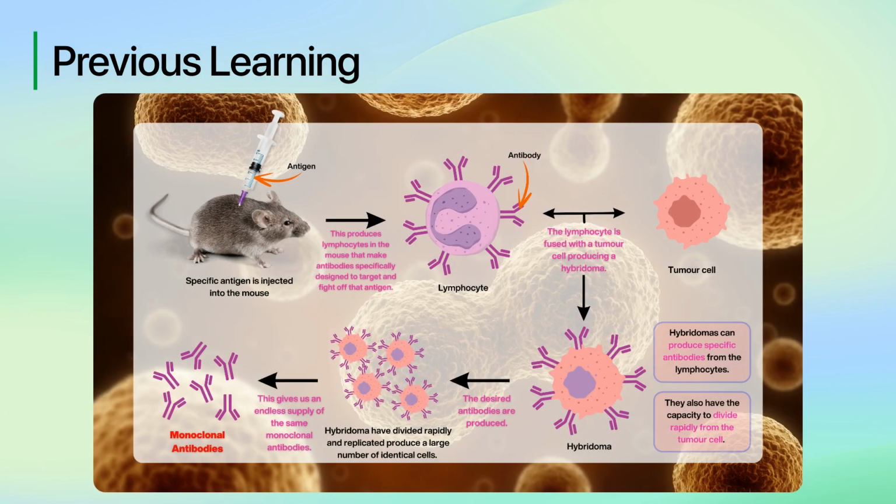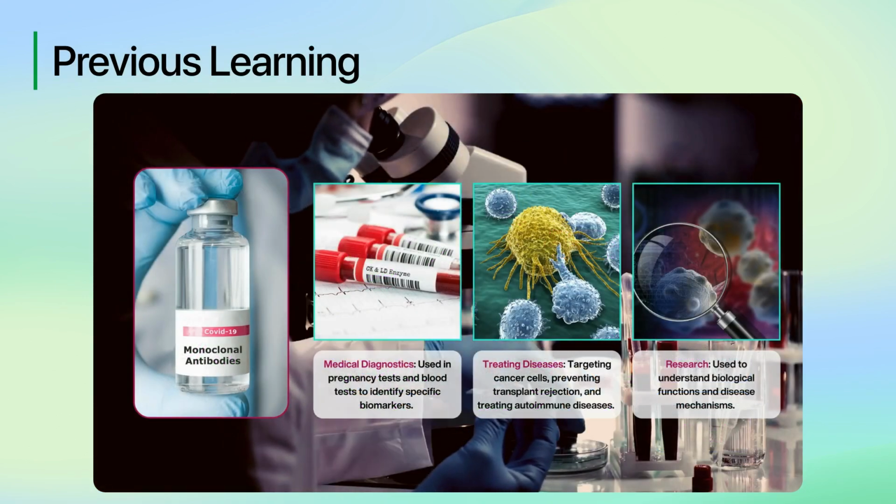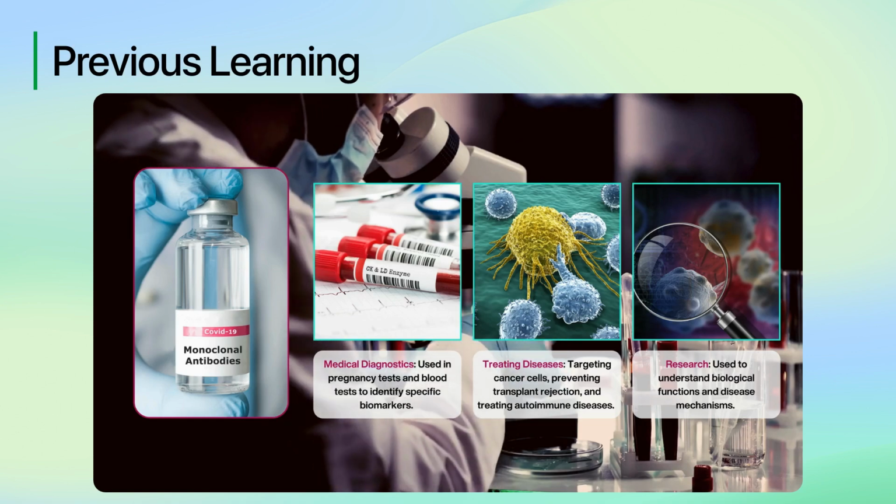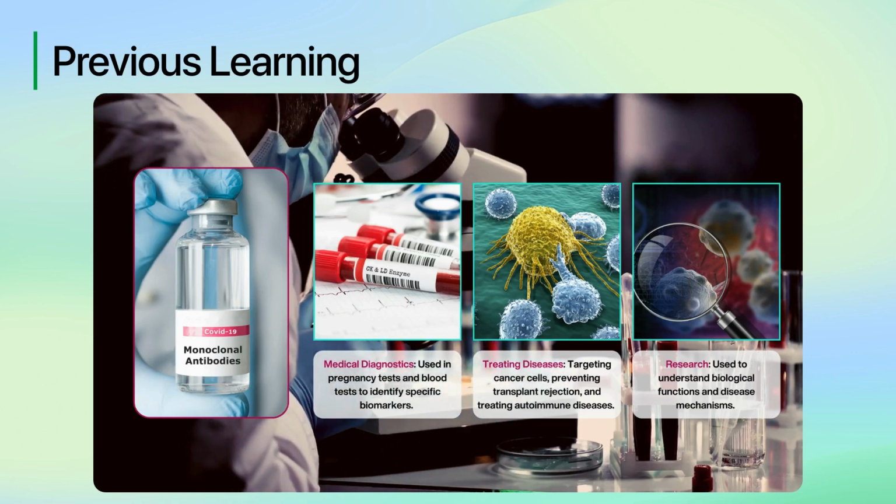So far, you have learned about how monoclonal antibodies are produced, in a process that involves the fusion of mouse lymphocytes with a type of tumour cell, in order to create hybridomas that can produce these antibodies continuously. This production method has provided a foundation for the use of monoclonal antibodies in various scientific and medical applications.